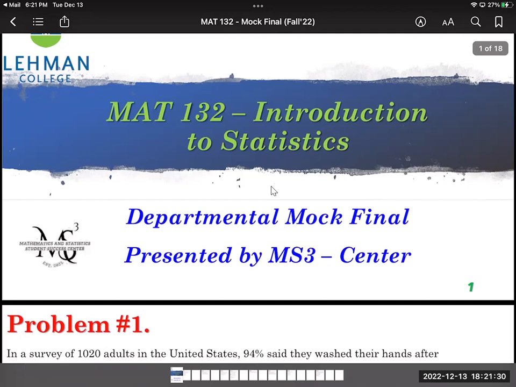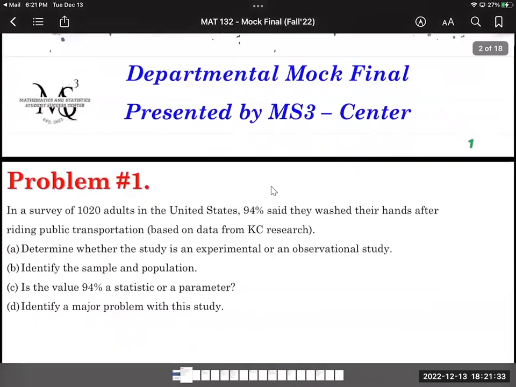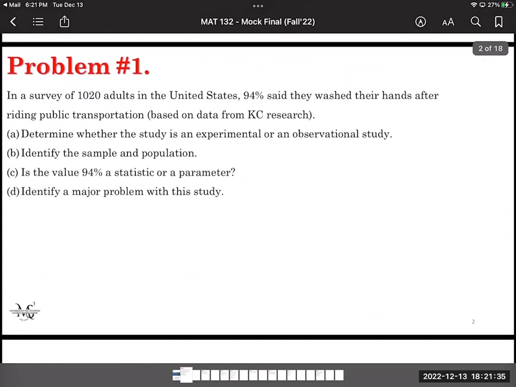Okay? So let's begin with the very first problem. The very first problem covers some basic definitions. For example, experimental versus observational, sample versus population, statistic versus parameter, and what's wrong with your study. So in problem 1, it states that in a survey of 1,020 adults in the United States, 94% said they washed their hands after riding public transportation, based on data from KC research.